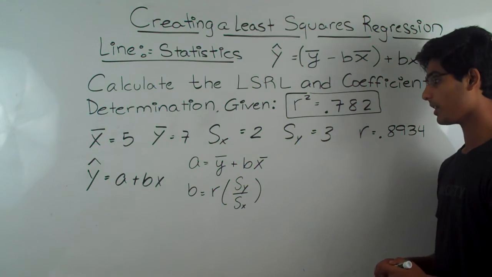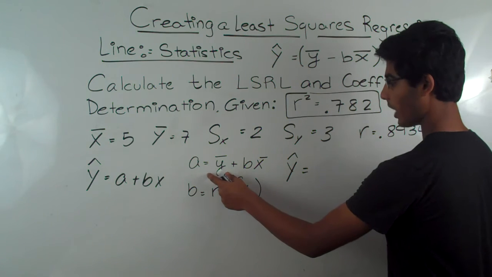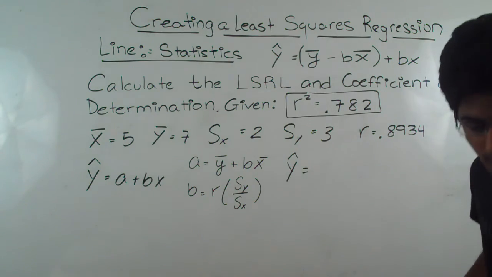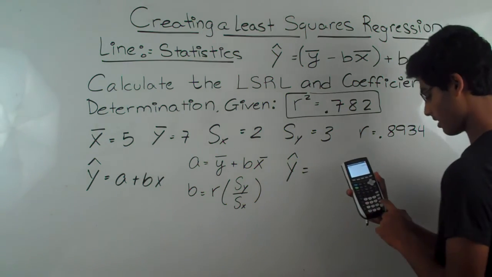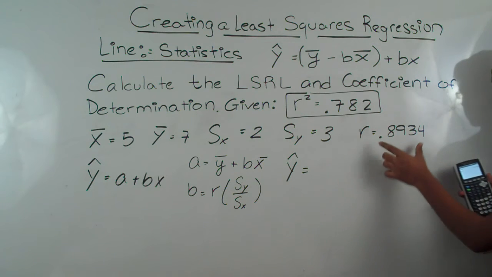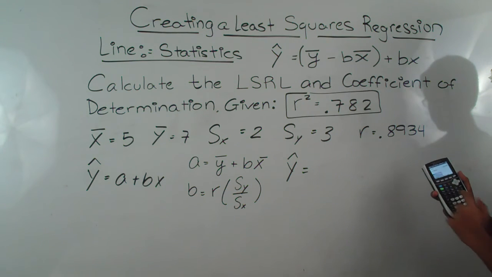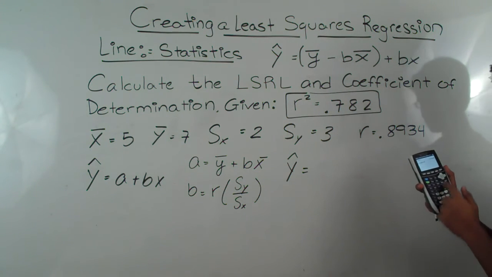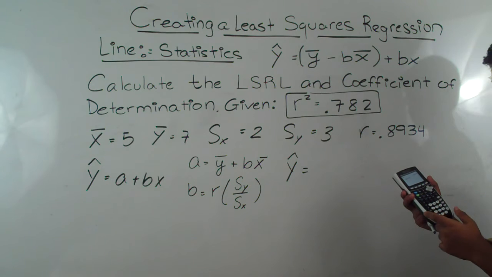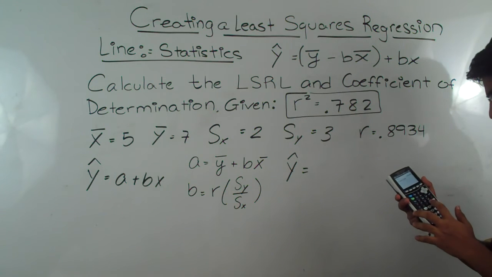So let's answer our problem here. So we get y hat is equal to a, which is y bar minus b times x bar. So let's put that into a calculator. We have y bar, or 7, minus b, which we know is this thing here, so in parentheses the correlation coefficient 0.8934 multiplied with the fraction s sub y, 3 over 2, which is s sub x, and that's it, times x bar, which we know is 5, so multiplied by 5.